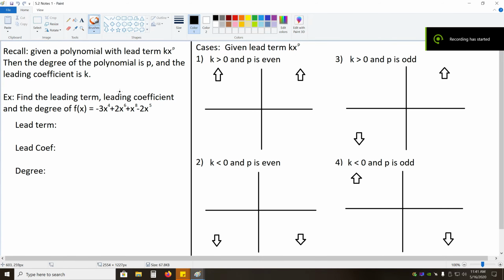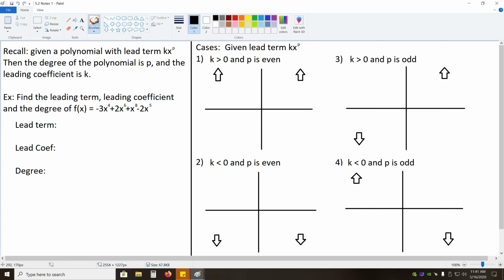In this section, we're going to be talking about how to get the basic look of a graph. Not all of the details, but just a general idea based on just a few pieces of critical information. So the first thing we say is that given a polynomial with lead term kx to the p power, then the degree of the polynomial is p and the leading coefficient is k.